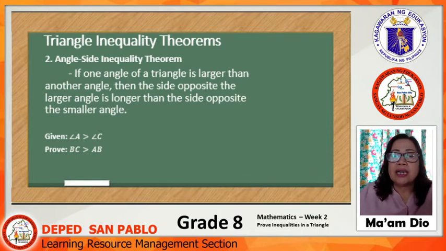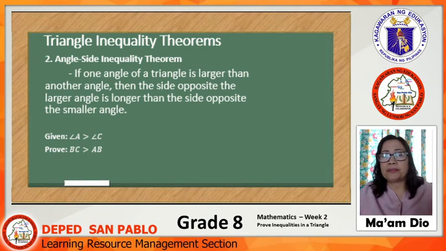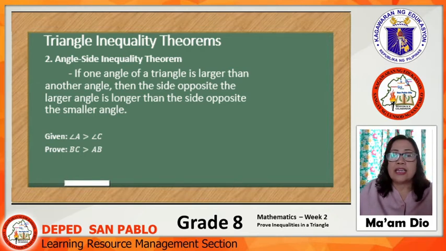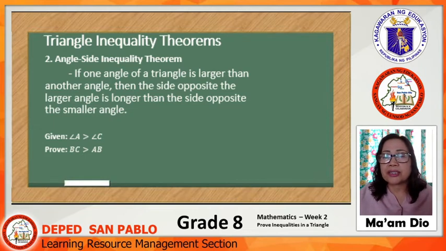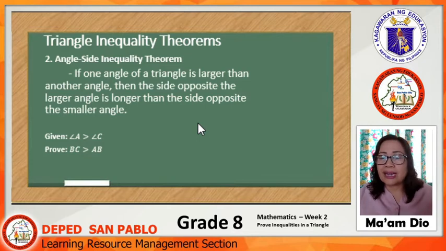And this is otherwise known as the angle side inequality theorem. It says, if one angle of a triangle is larger than another angle, then the side opposite the larger angle is longer than the side opposite the smaller angle. Let's try to prove this.